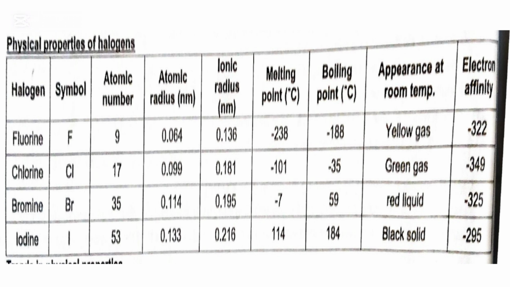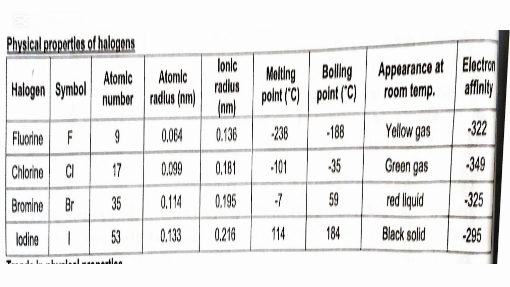When we talk about electron affinity, it is the ability to gain electrons. So you can see the ability of fluorine to gain electrons is 322, followed by 349, 325, 295. So generally the electron affinity decreases down the group.